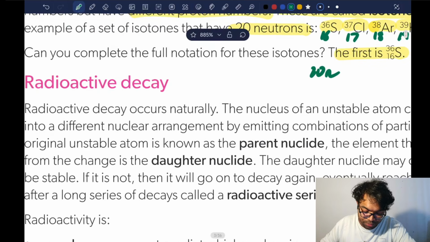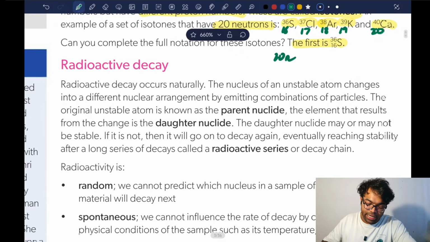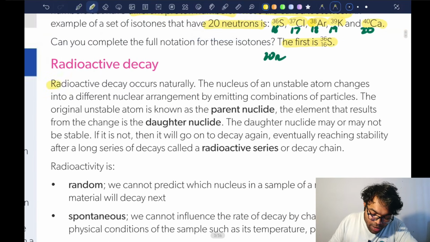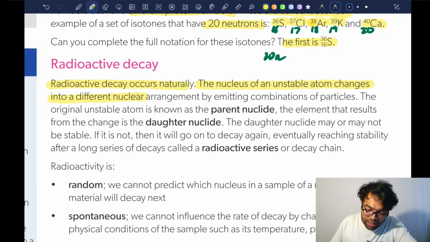Let's move on. Radioactive decay occurs naturally. The nucleus of an unstable atom changes into a different nuclear arrangement by emitting a combination of particles. The original unstable atom is known as the parent nuclide. The element that results from the change is the daughter nuclide. The daughter nuclide may or may not be stable.